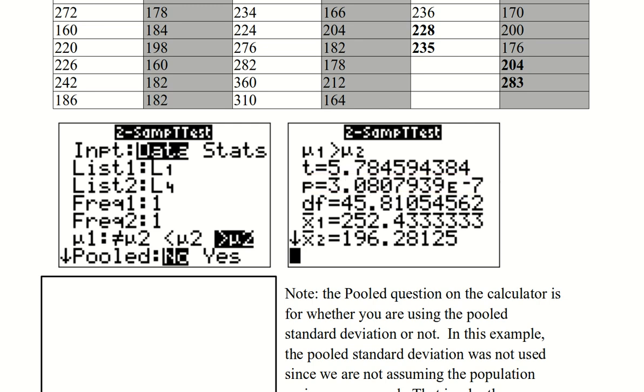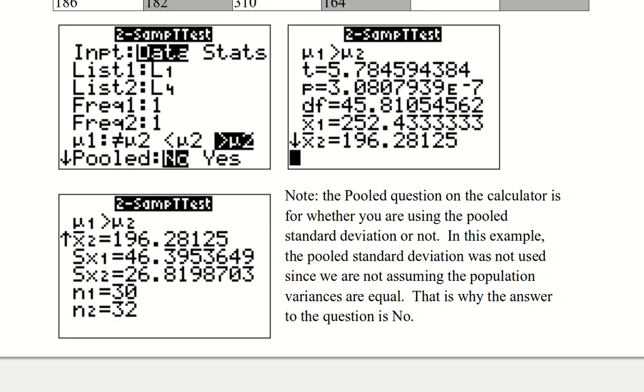This is one of those screens on your calculator that has a little arrow. So if you need to, you can always scroll down and see some more. So when I did that, I got some more information. I got the sample standard deviations and the number of each sample size, so n sub 1 and n sub 2. That's a nice way to ensure that we entered all the data that we were supposed to. A note about pooling. So we are going to say no, and that's because we are not doing any tests yet about the variances, about the population standard deviations.